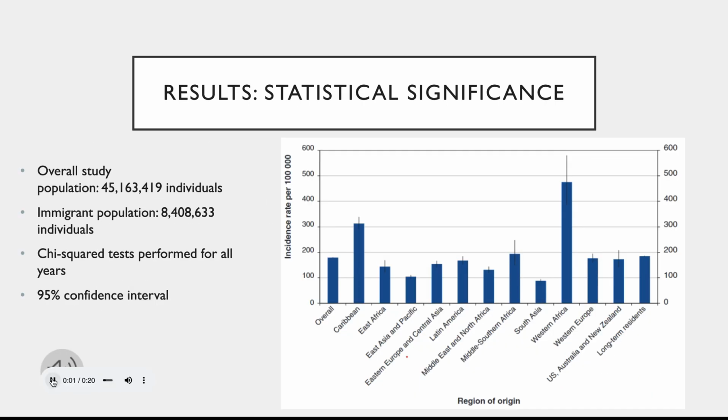The overall study population was 45,163,419 individuals, and of those, 8,408,633 individuals were immigrants. Chi-square tests were performed for all years for the data, and a 95% confidence interval was used when analyzing data.